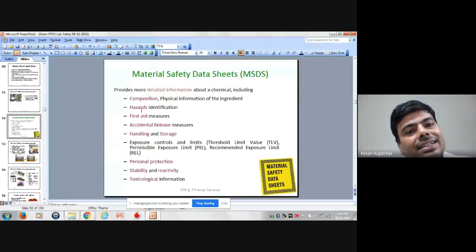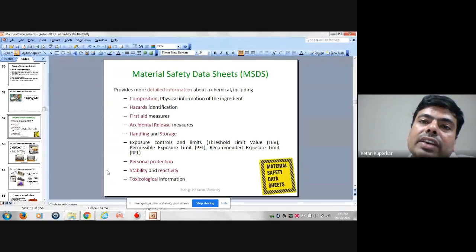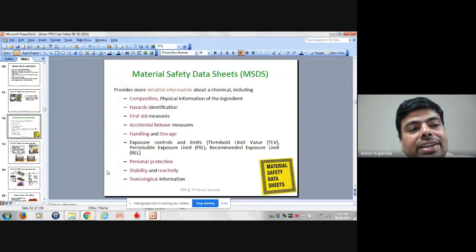It gives its hazard identification, the first aid measures, the accidental release measures, how to handle and how to store this particular component, the limits of the exposure, how to get protected in case you get exposed to this chemical, along with its toxicological information. So every single detail, even the smallest detail of a given component which you address as a chemical, is provided by an MSDS sheet.